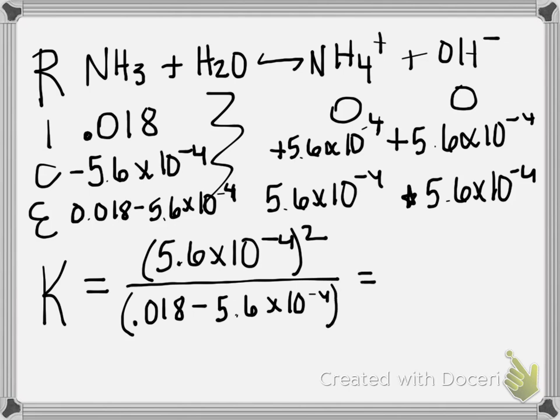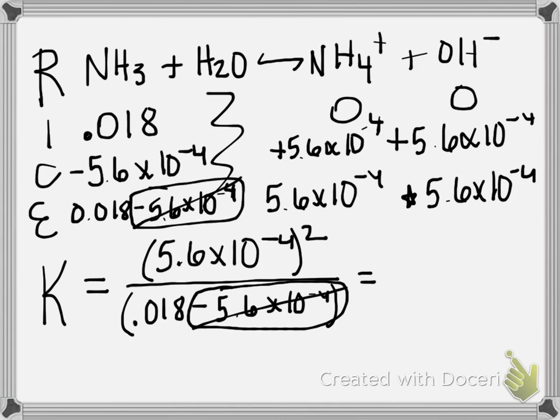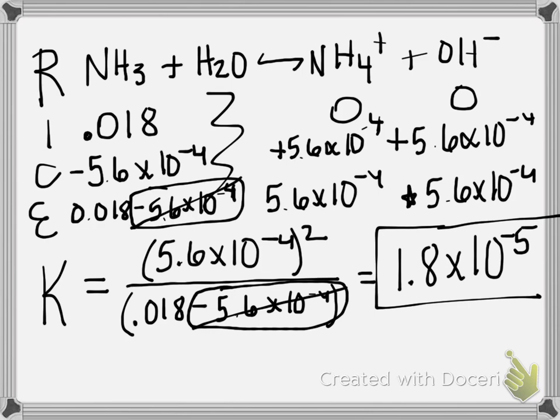I do want to mention that this value right here could be omitted because it's a weak base. The loss of original base is insignificant compared to how much we started with. So you could omit that and I believe you would get the same answer. What we should get for K is 1.8 times 10 to the negative 5th. That's a value that you're going to see very frequently as we encounter a lot of problems with ammonia. That is the Kb of ammonia.